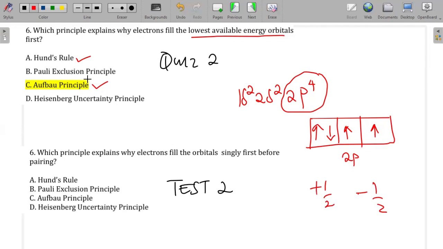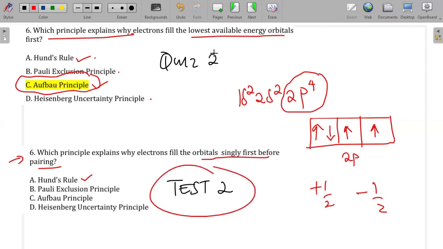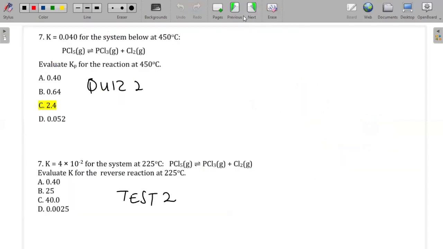All right, so here the answer to this statement was C, and I've explained what Hund's rule is, what the Pauli exclusion principle is, and what this uncertainty principle is. So this one here was question 6 from test 2, which just states which principle explains why electrons fill the orbitals singly before pairing up. I already said this is Hund's rule. This was in quiz 2, and we've covered them both here. Okay, go to question 7.